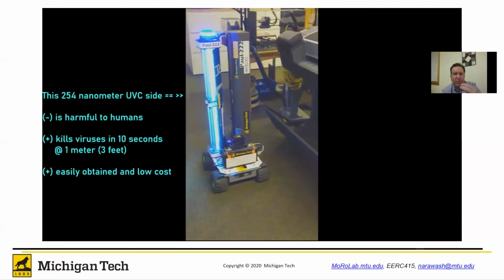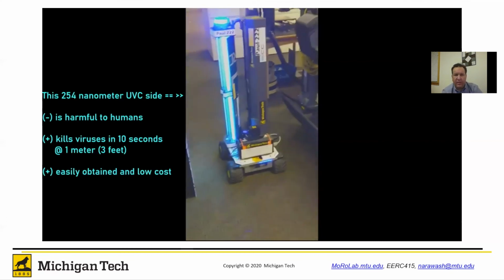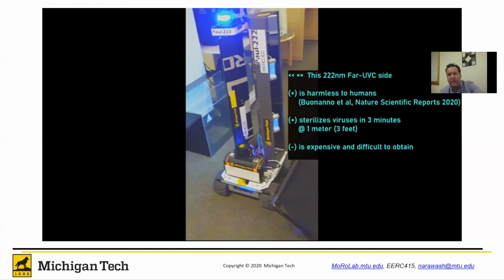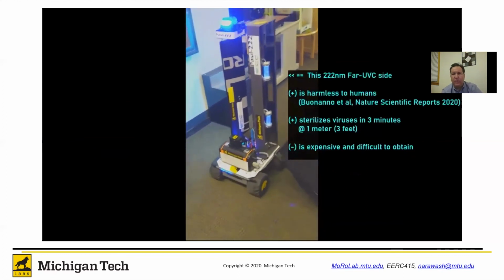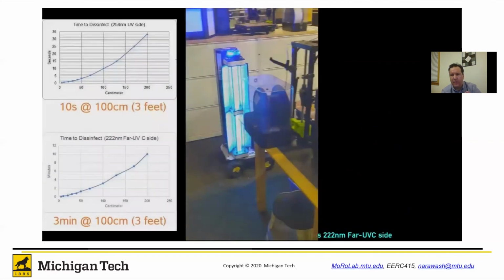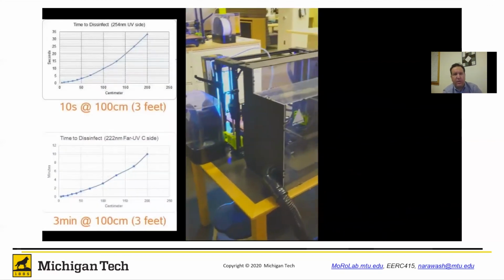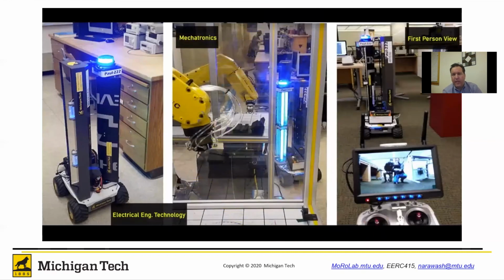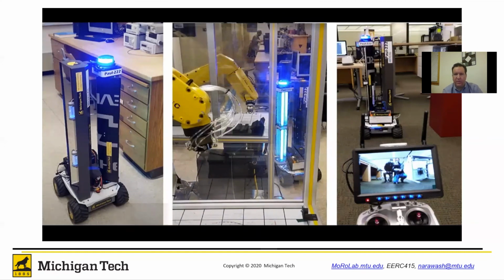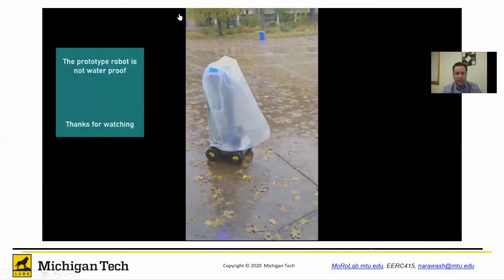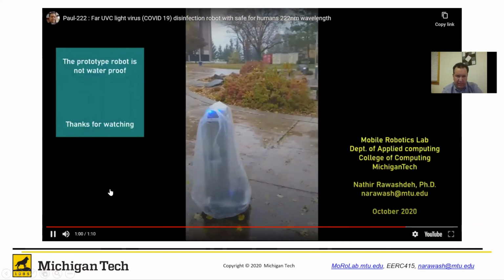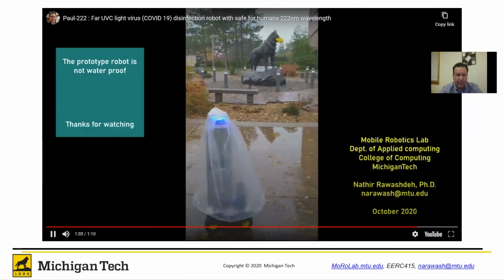So here we have two types of light. This light we're seeing now is the dangerous wavelength that causes cancer. And this is the new light, which is a 222 nanometer light, which does not cause cancer. And here we measured how long it takes to disinfect. And these are our labs, and we have first-person view in the robot, so we can drive it around the corner. This is just driving by the Husky statue in the snow.